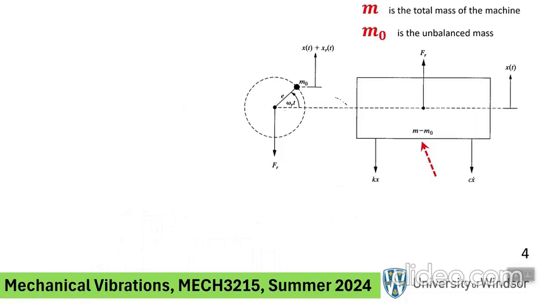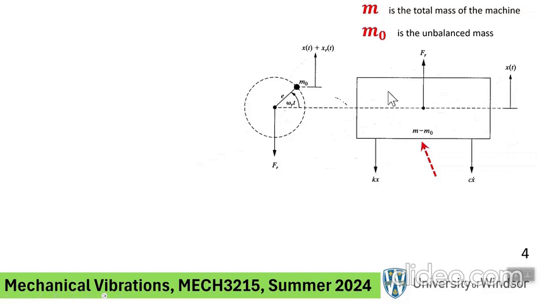Now what you want to do is to get the equation of motion governing this problem. First of all, notice that we are assuming that this machine is made of, as I said, rotating unbalance. And if we isolate the rotating component on the side, so I've taken the rotating component out of the big block here, whatever is left of the big block is m minus m naught, because the rotating unbalance has been taken out and isolated here.